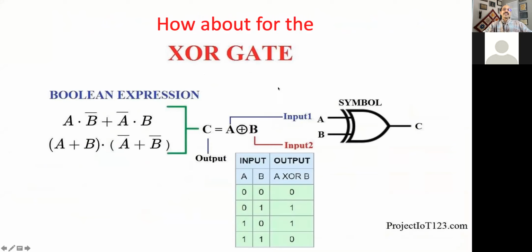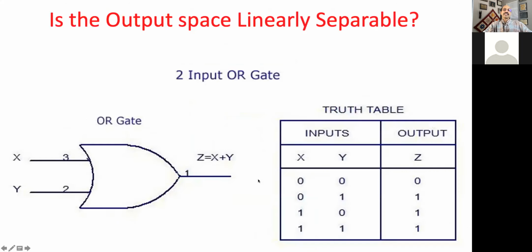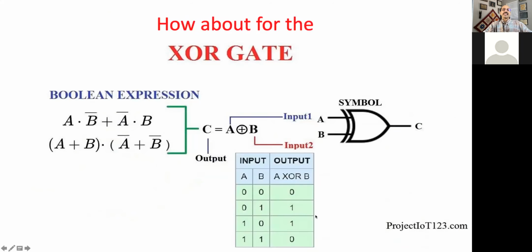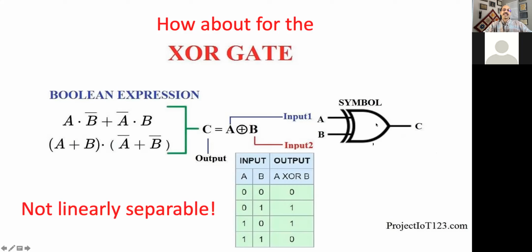So XOR, the output is not linearly separable, right? You cannot draw a line because 1 is in the middle and zeros are on either side of the 1s. Whereas in this case, 1 is on one side, all the 3 zeros are on the other side. In the previous case, 0 on one side, 3 ones on the other side. But in case of XOR, you cannot draw a single line. It has to be something like a circle, right? To separate zeros and ones. So it is not linearly separable, but we can generate the same functionality of an exclusive OR gate.